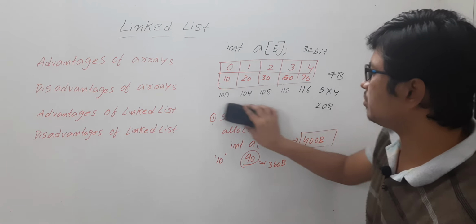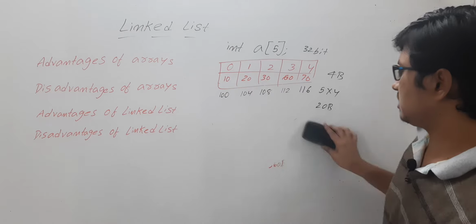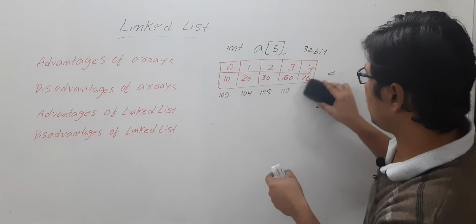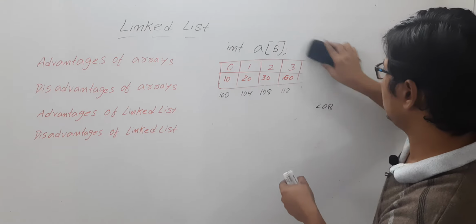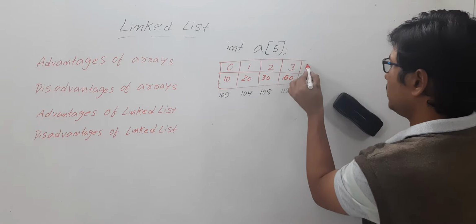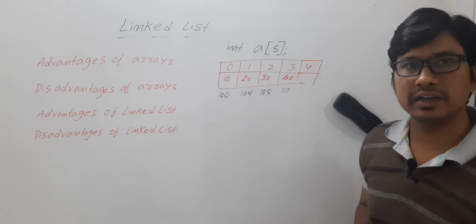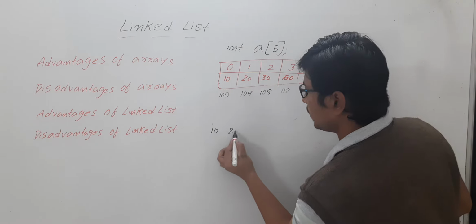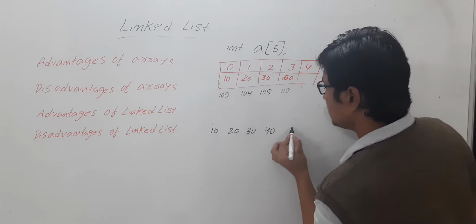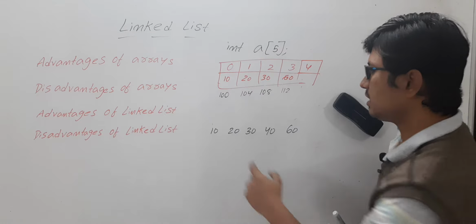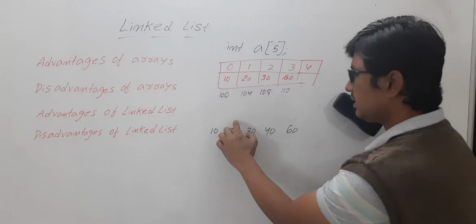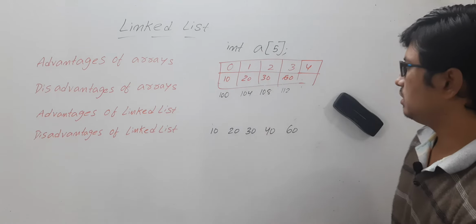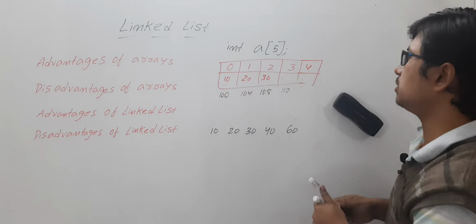And one more drawback of the array is, suppose we have a size of 5. Let's take that you have elements like this. At index 4 you have not inserted any element. Now you want 10, 20, 30, 40, 60 like this, meaning at index 0 you want 10, at index 1 you want 20, at index 2 you want 30, and at index 3 you want 40. So this 60 should come here. Are you able to understand?